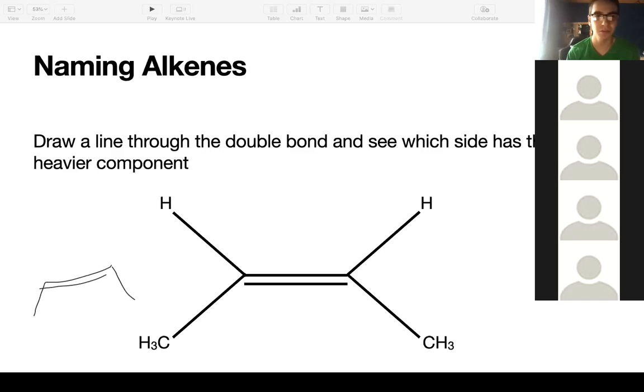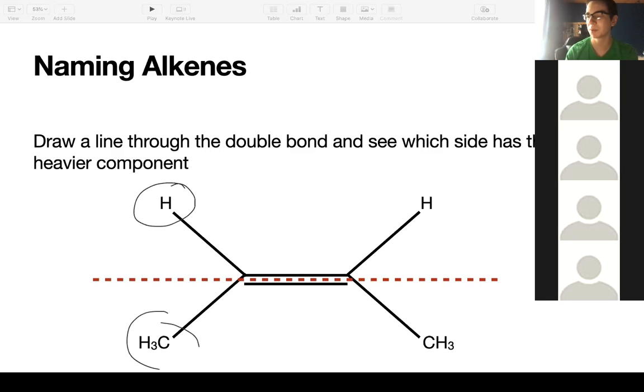The first thing we're going to do when approaching this problem is draw a line through that double bond horizontally, just like this. Let's focus on the left side first. What's heavier, this hydrogen or this methyl group? The methyl group is heavier, so we're going to put a little star next to it. What about the other side? What's heavier, this hydrogen or this methyl group? The methyl group. So let's put a star next to that as well.